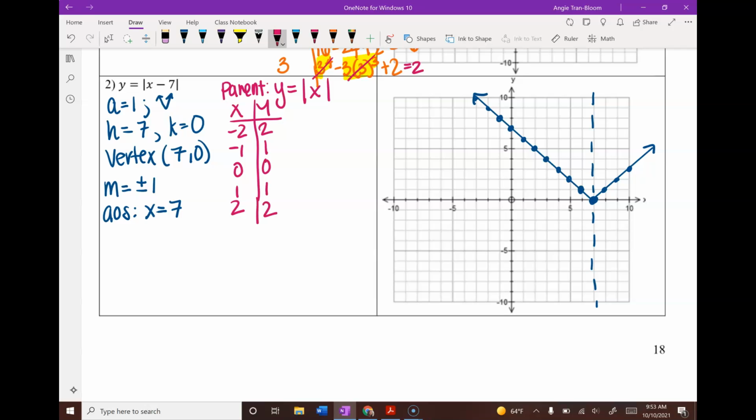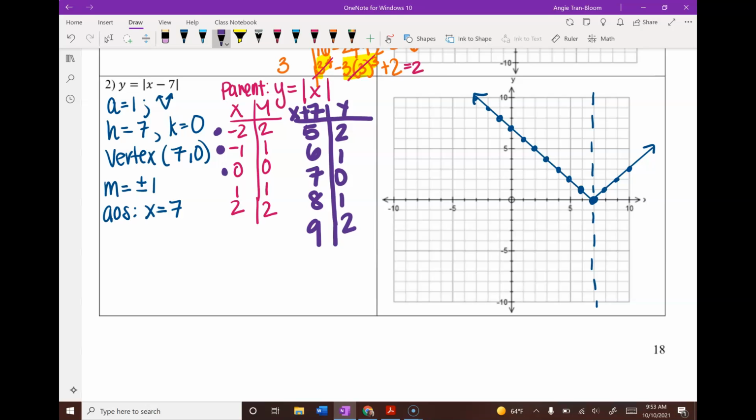Since we only have one transformation, which is the h value being 7, that goes to the right by 7. The y value is not changing, so I'm just going to copy all the y values back down. Well, negative 2 plus 7 is now 5. Negative 1 plus 7 is 6. 0 plus 7 is 7, and 8 and 9 respectively.